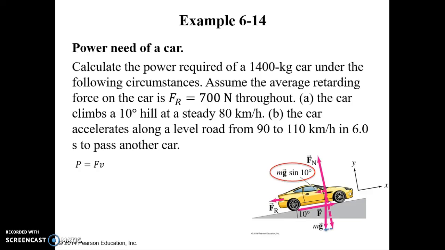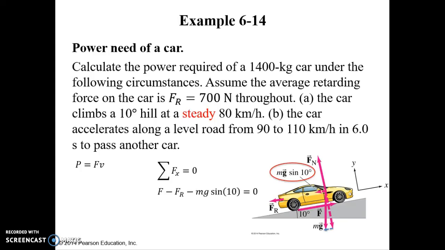We'll start with our new equation, power equals force times velocity. However, we need to find the force of the car's output. To find this, we'll use Newton's second law. Sum of the forces in the x direction equals 0 because it's moving at a constant velocity up the ramp. Now notice that the coordinate system is angled with the ramp.